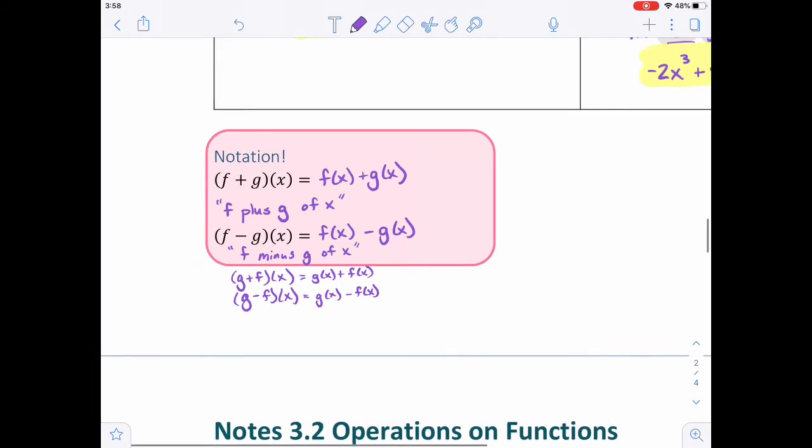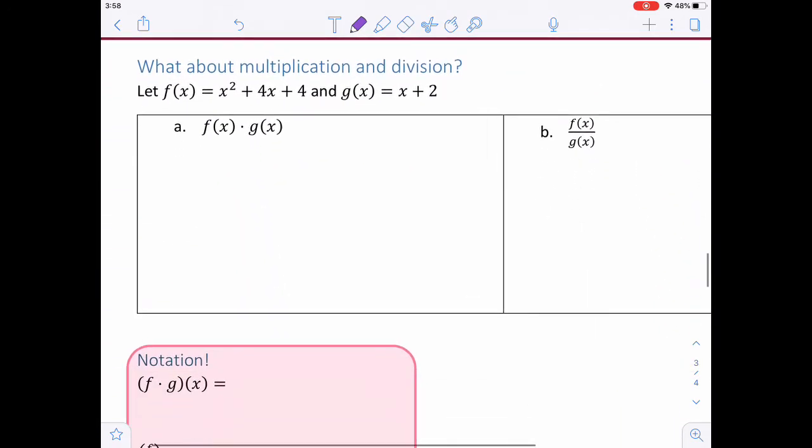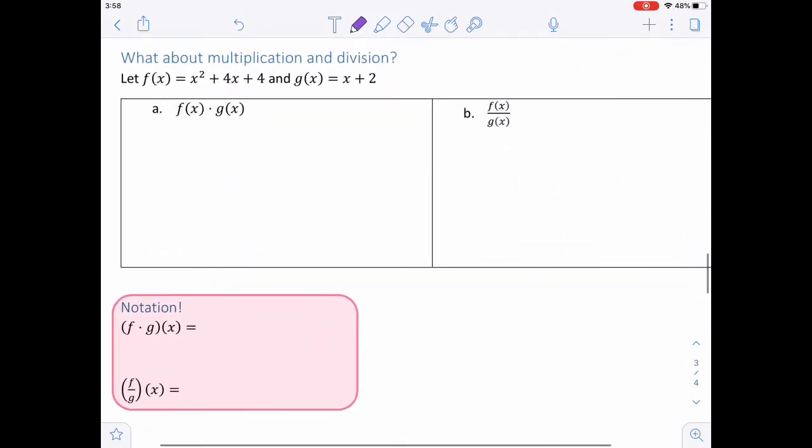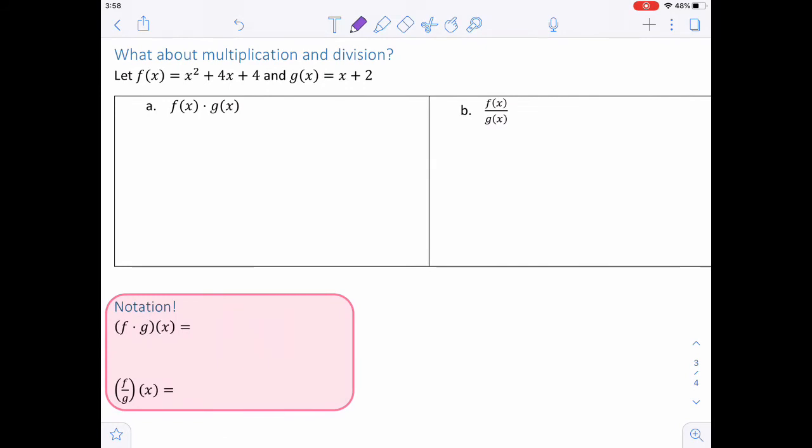So it's just a notation thing. We might see it either way. Just depends. So what about multiplication and division? Well, they're new operations, but they don't do anything different. We're just gonna multiply, we're just gonna divide.